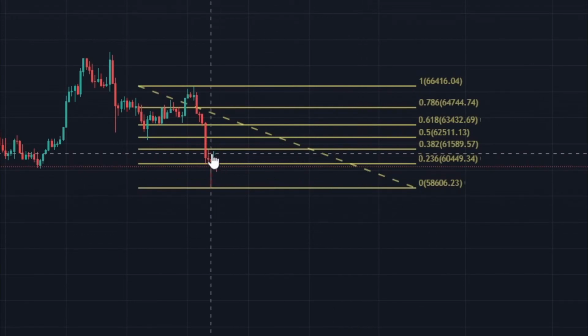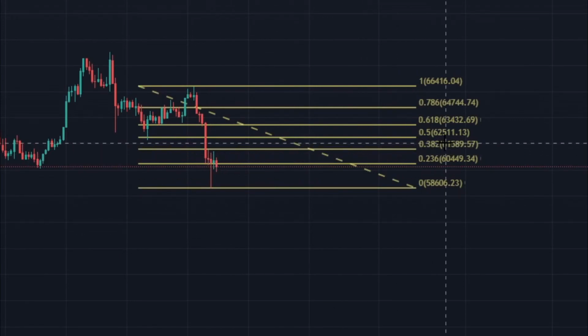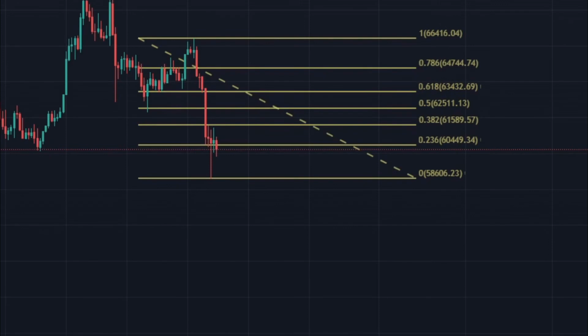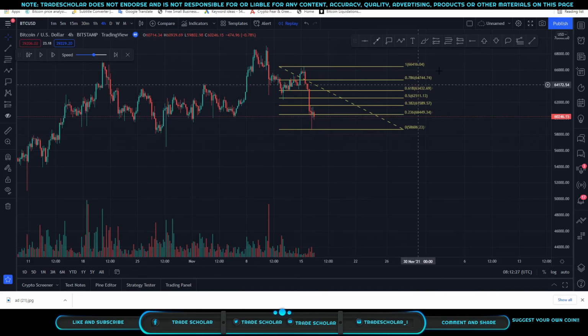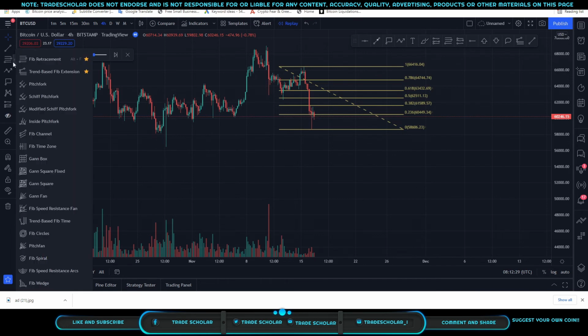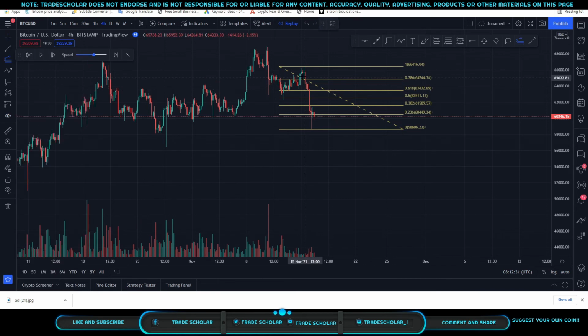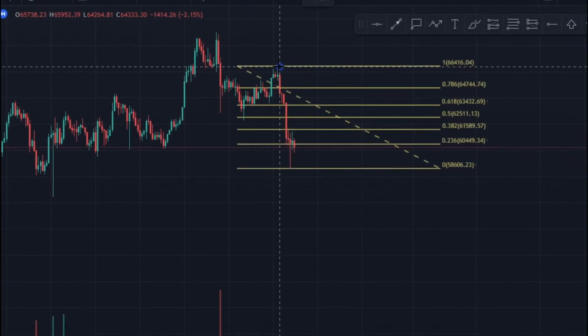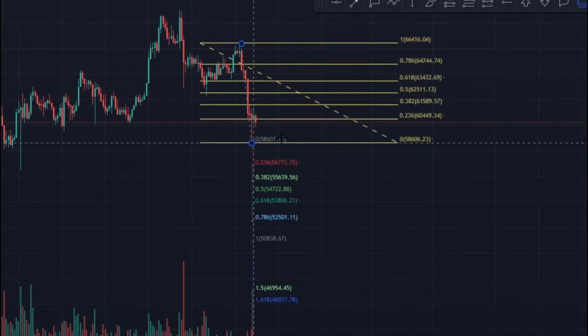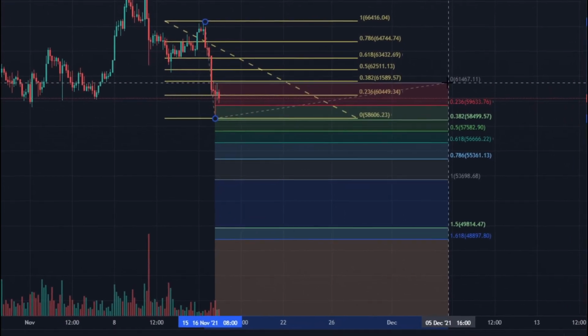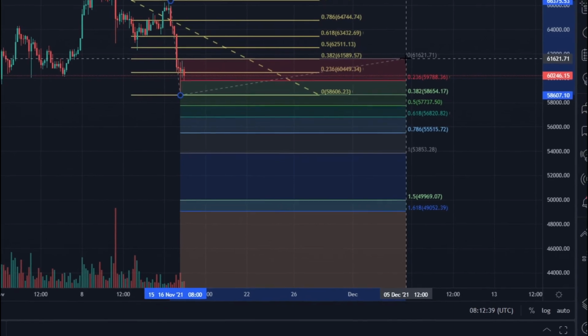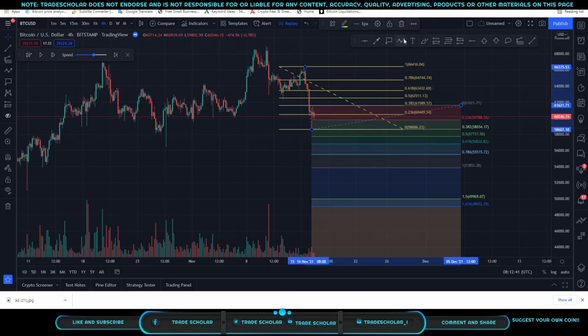Now we found where we have bounced in 0.382. That is a strong trend. So we can expect more to the downside. And how to find it? Trend-based fib extension. Swing high to swing low. And then the retracement area. Our price target will be 0.786 and 1.